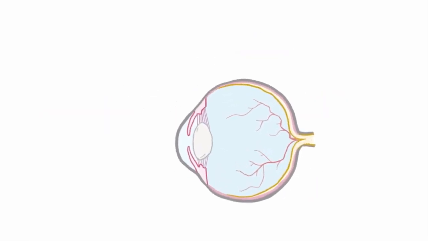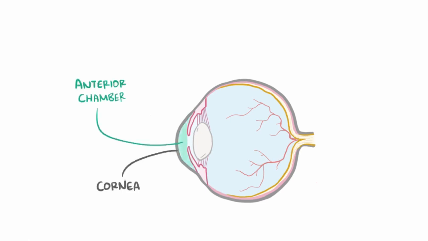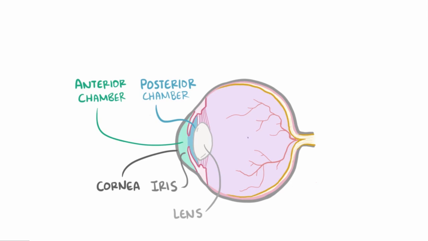Taking a closer look at this cross section of the eye, you can see that it's split up into different chambers. The anterior chamber includes the area from the cornea to the iris. The posterior chamber is this really narrow space between the iris and the lens. And then this larger vitreous chamber includes the space between the lens and the back of the eye.